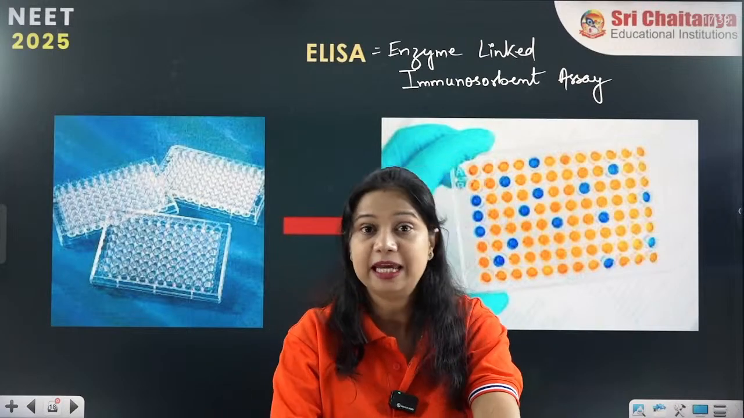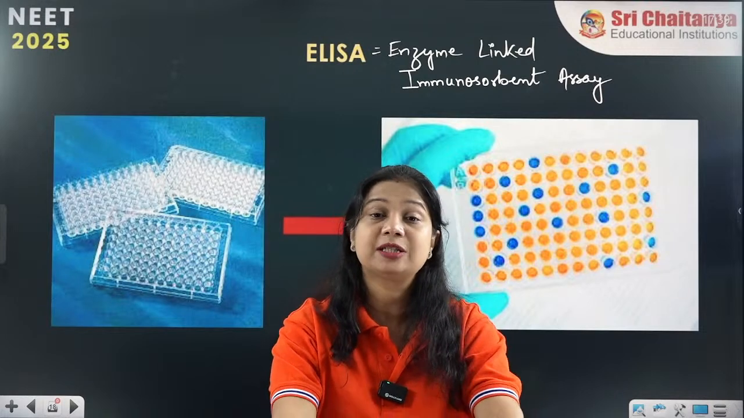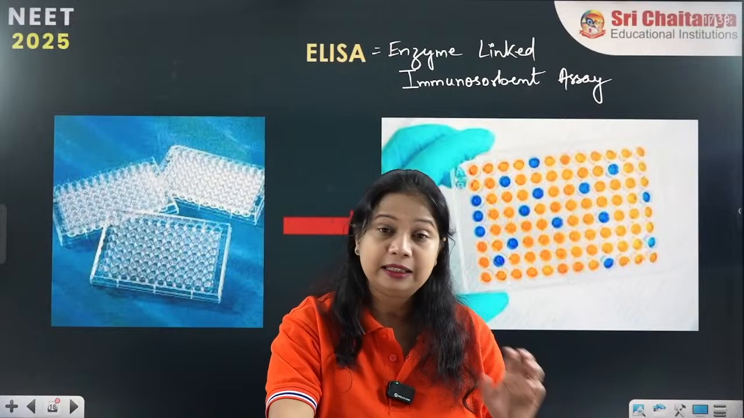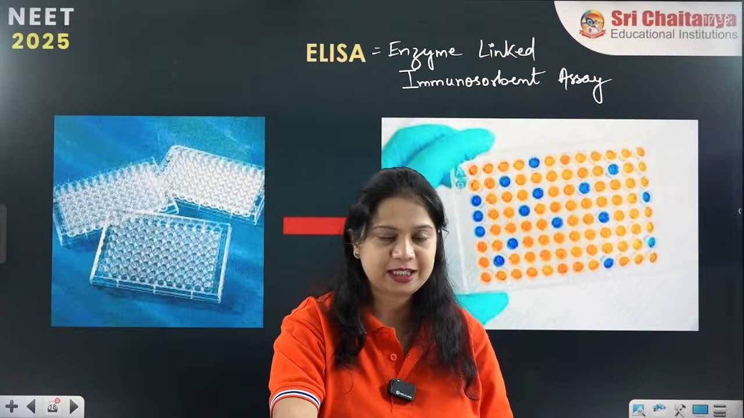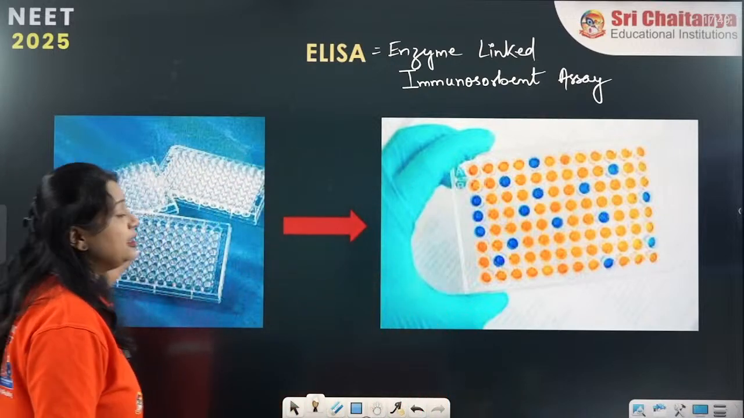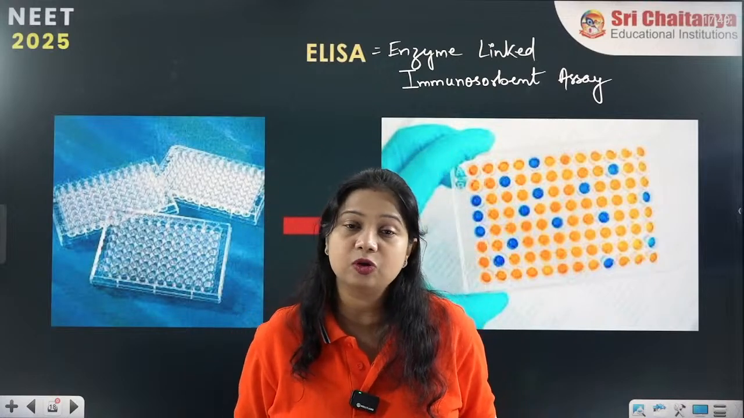Infective agents like HIV, infective agents like COVID-19, infective agents like tuberculosis, and different types of cancers are detected by PCR, polymerase chain reaction. Now there are different types of infective agents which are also detected by enzyme linked immunosorbent assay.